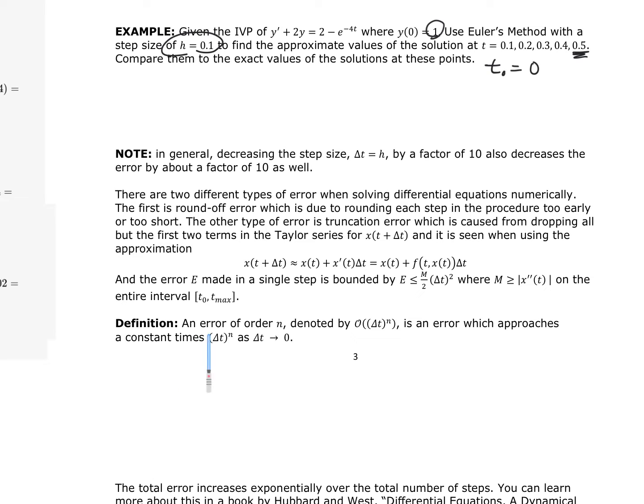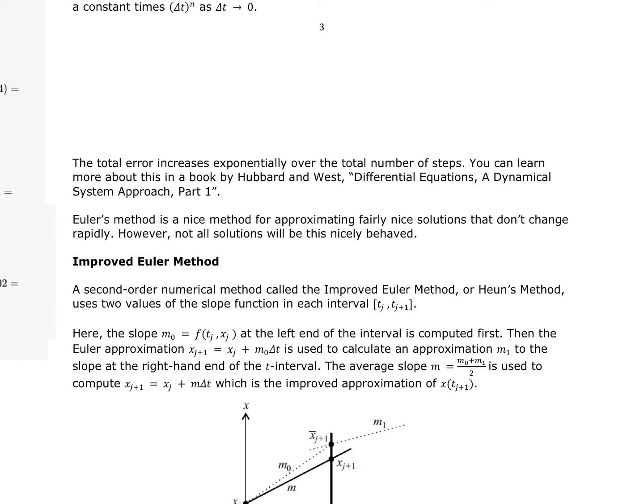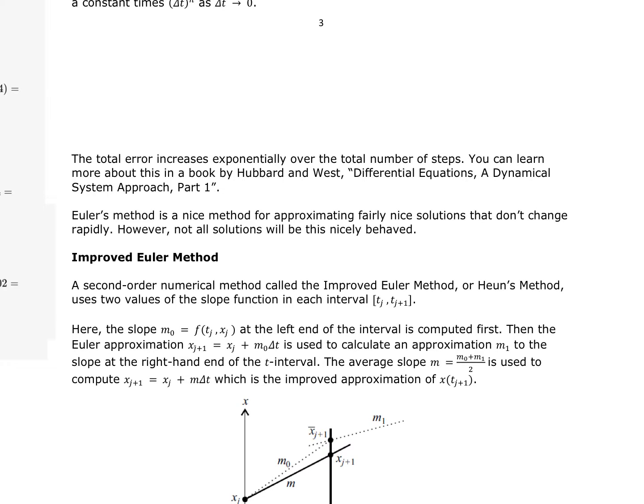So this is how we're going to define the error. The error of order n, denoted with this funky looking O, delta t to the n, is an error which approaches a constant times this delta t raised to the n as delta t goes to 0. So in other words, the smaller your step size, the more the error goes to 0. Now, if you're interested in more information about the error, there's this book here. It's called Differential Equations, a Dynamical System Approach, Part 1.